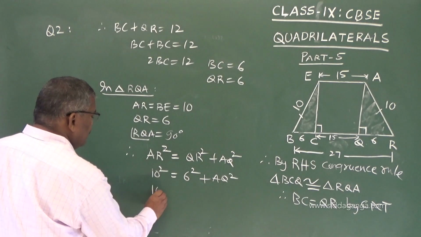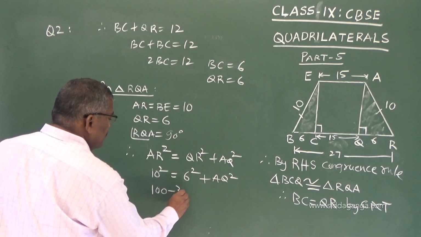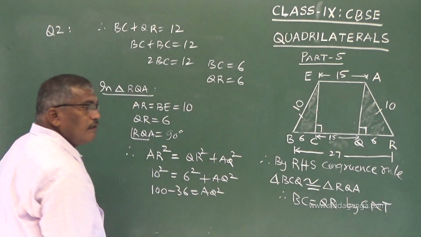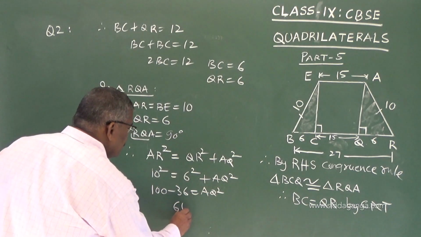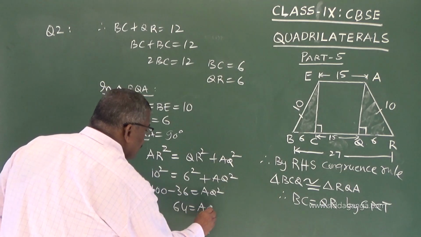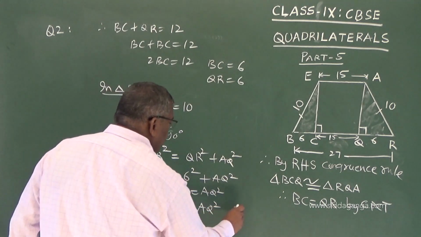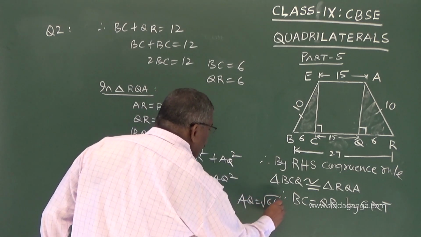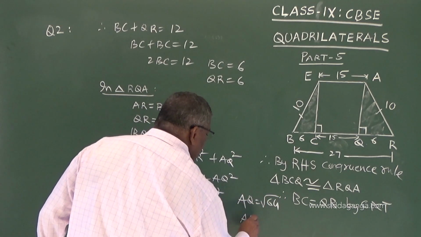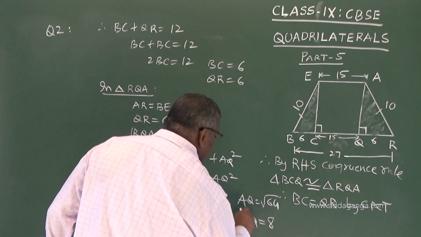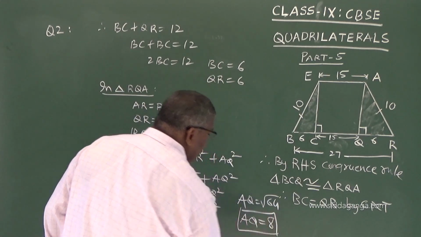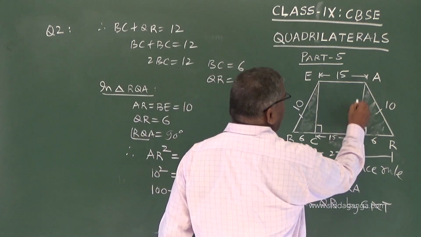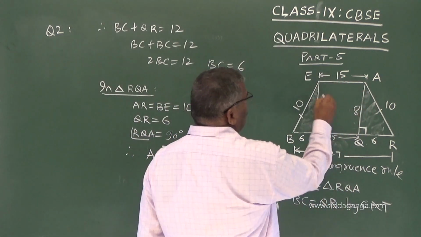So 100 minus 36 equals AQ square. So 64 equals AQ square. So AQ equals root 64, AQ equals 8. So hence we have found out. So AQ is 8 and this is also 8.